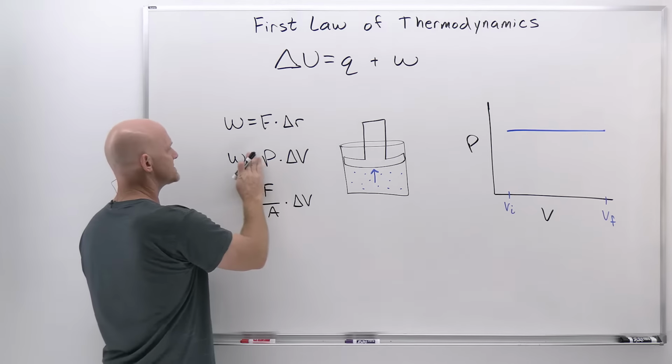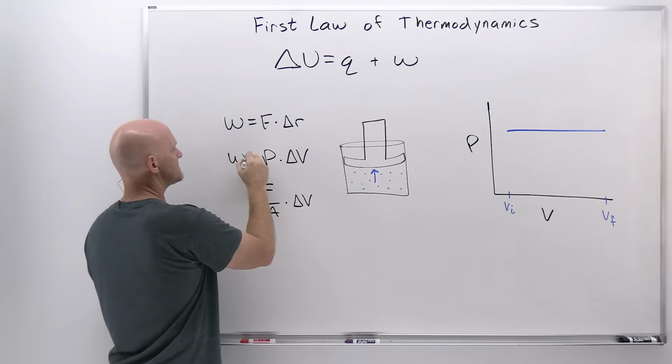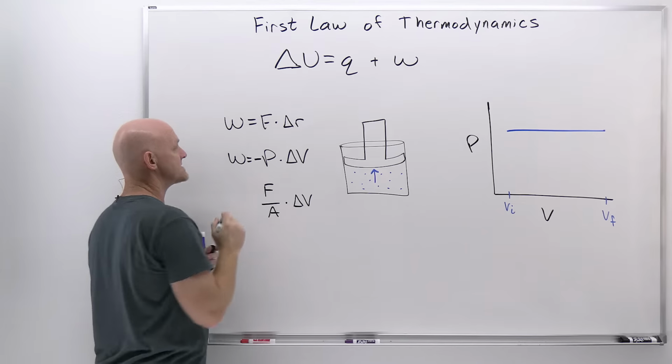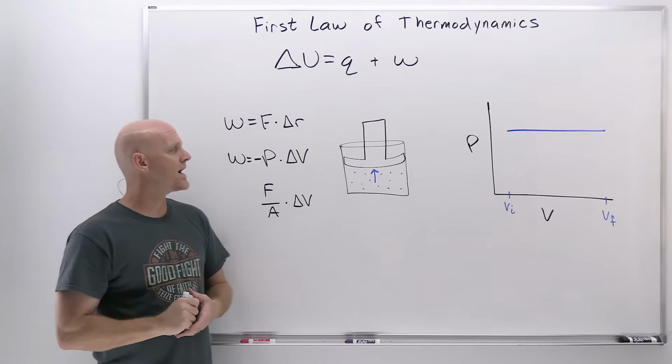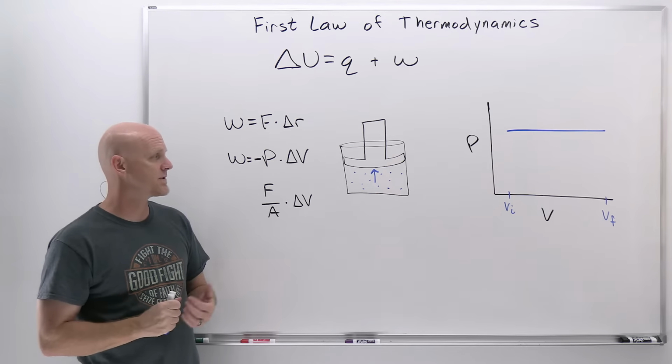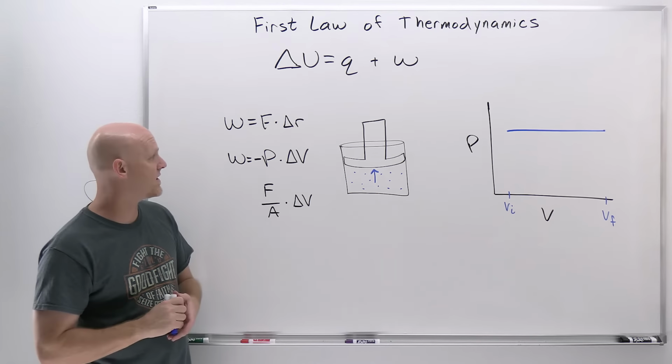And it turns out there's a little more to it than just this. The way we define the mathematical signs, it turns out it's equal to negative P delta V, at least if we're carrying out a reaction, or whatever process we're carrying out, at constant pressure.